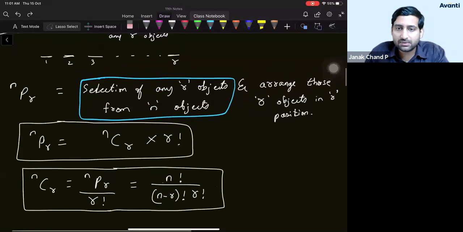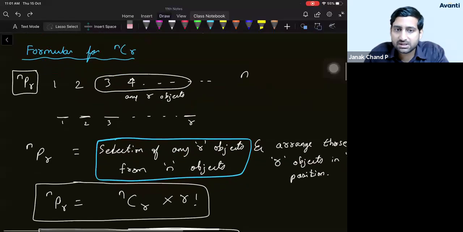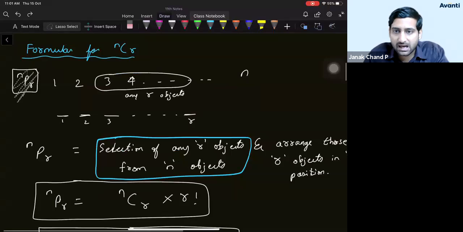Let me quickly tell you what we did here. To get the formula of NCR, we just have to see NPR, that is, arrangement of n objects taken r at a time by the position approach.